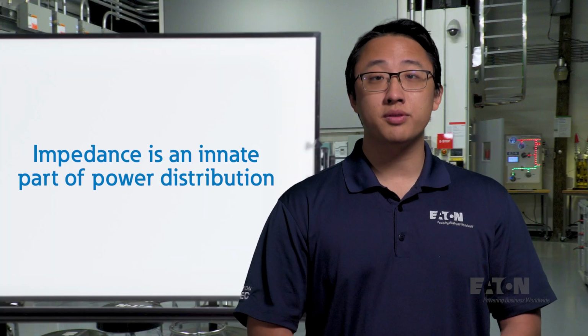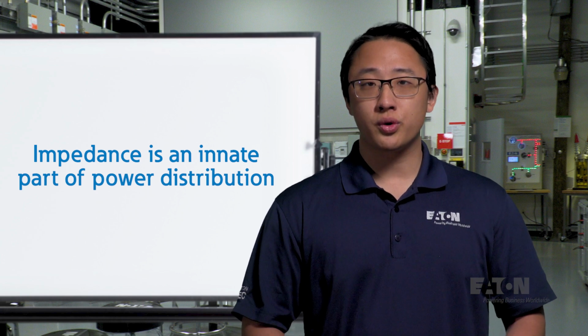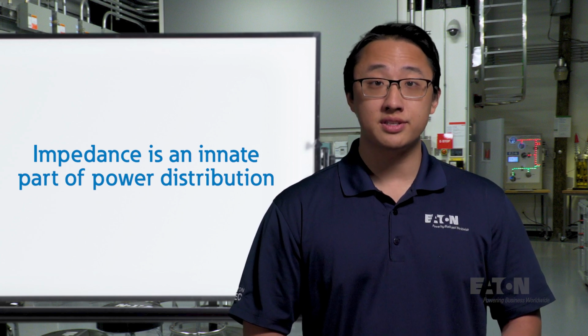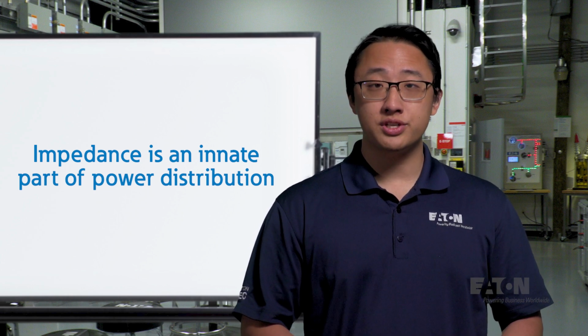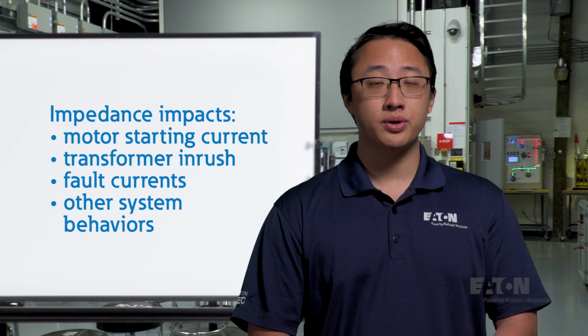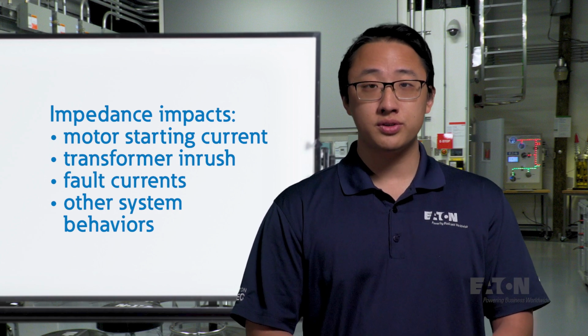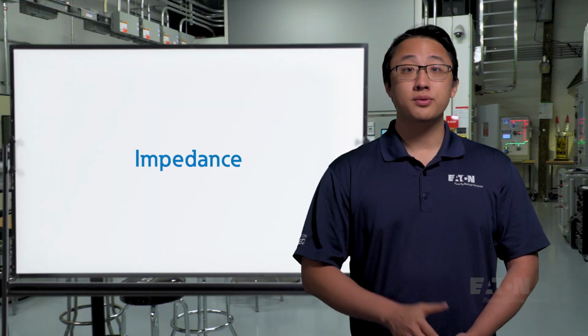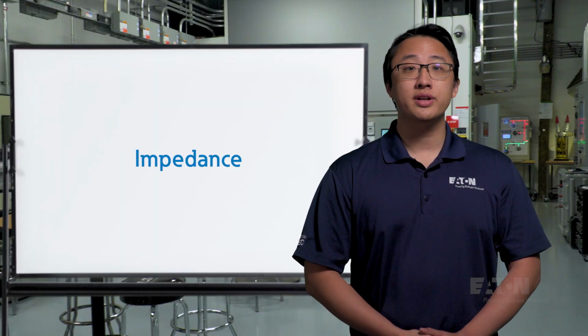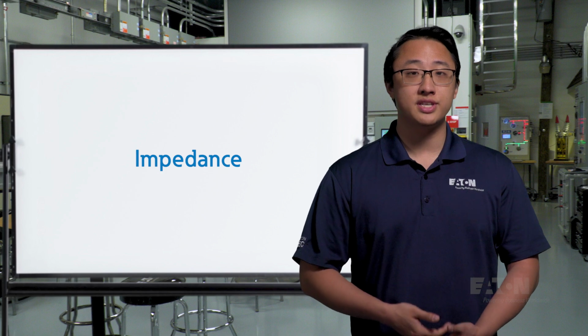Impedance is an innate part of power distribution, and voltage or current will act differently depending on the impedance that they see. Understanding impedance enables us to calculate important system characteristics like motor starting current, transformer inrush, fault currents, and many other system behaviors. This is just the tip of the iceberg. In this video, we discussed what impedance is and pointed out ways we utilize it deliberately to safeguard our power systems.